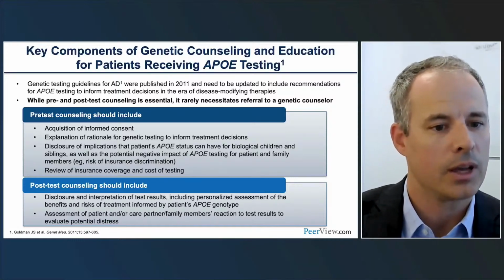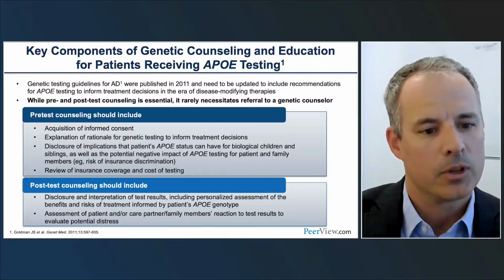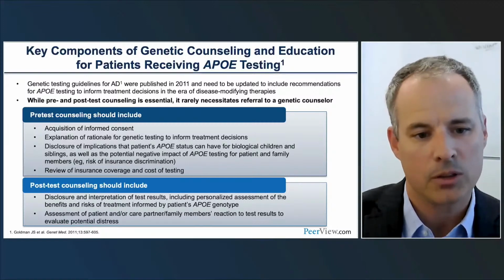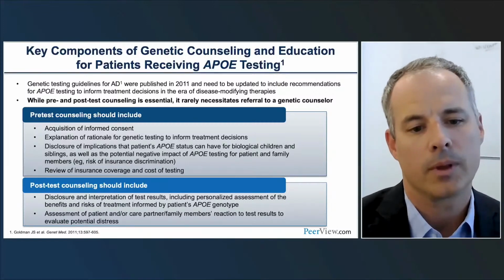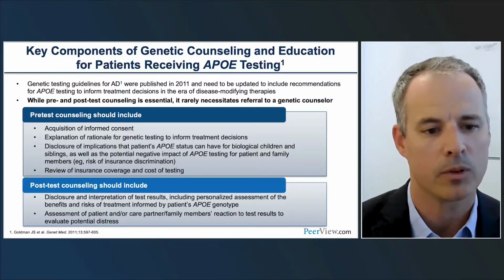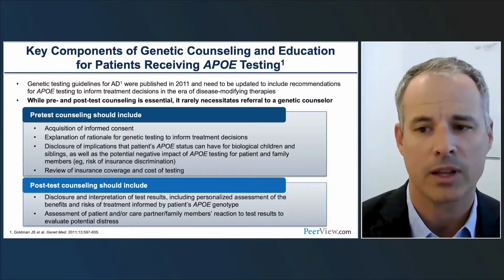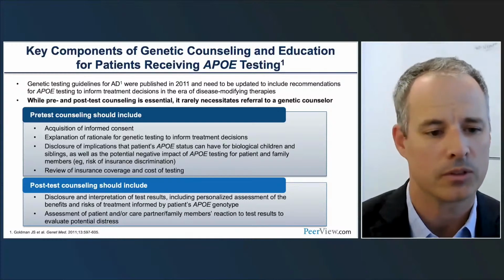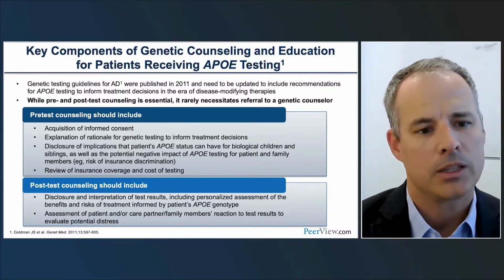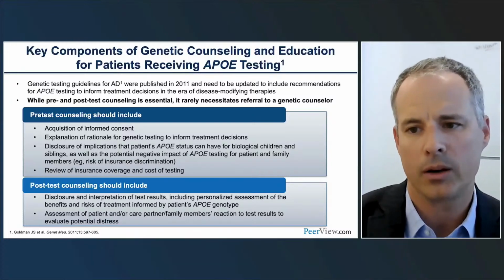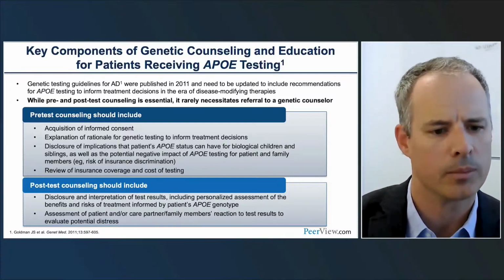In the past, the guidelines suggested that we should have informed consent, which continues to be the case, a rationale for the genetic test, and disclosure of implications for patients' ApoE status, particularly understanding the impact that this can have on their biological children and their understanding of their risk of Alzheimer's disease, or siblings or other members of the family, and the potential negative effect they can have. And that's still a consideration. There's also a review of insurance coverage and cost of testing, which is something that we'll talk about. We'll also talk a bit more about genetic counseling and whether it's necessary or required for ApoE testing in this new paradigm.